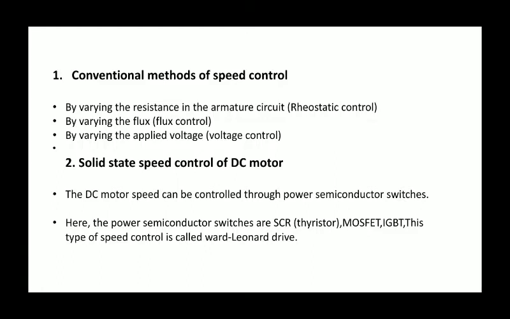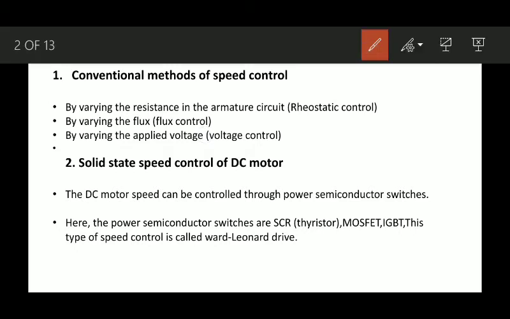So, in the previous lecture, we have studied the methods of speed control of any DC machine. These are the three conventional methods to control the speed of any machine: varying the resistance of the armature circuit, varying the flux, and varying the applied voltage. We have studied all these things in the previous lecture.